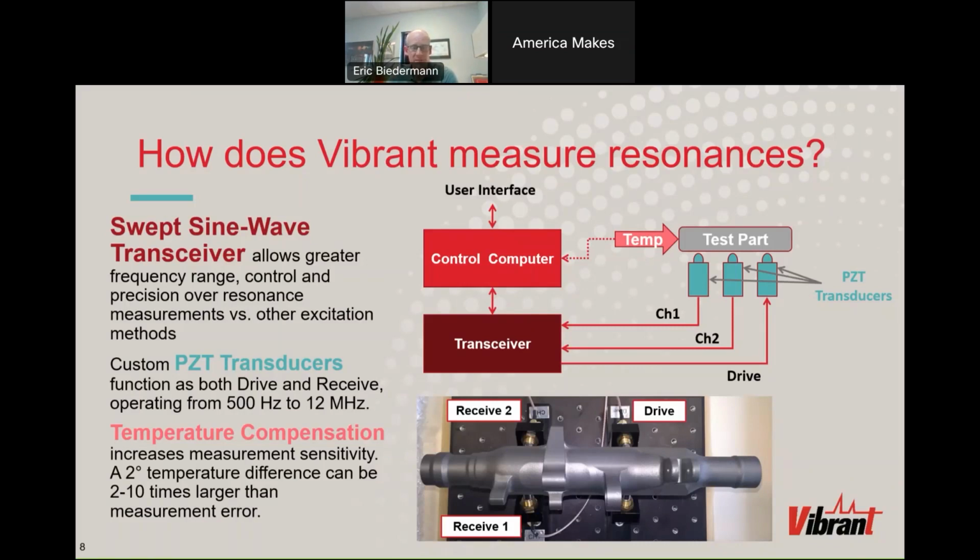We also perform an automated compensation for variation in part temperature during the test, because change in a part's temperature can affect its resonance frequencies. So we automatically compensate for that to ensure that we're getting repeatable, reliable data.